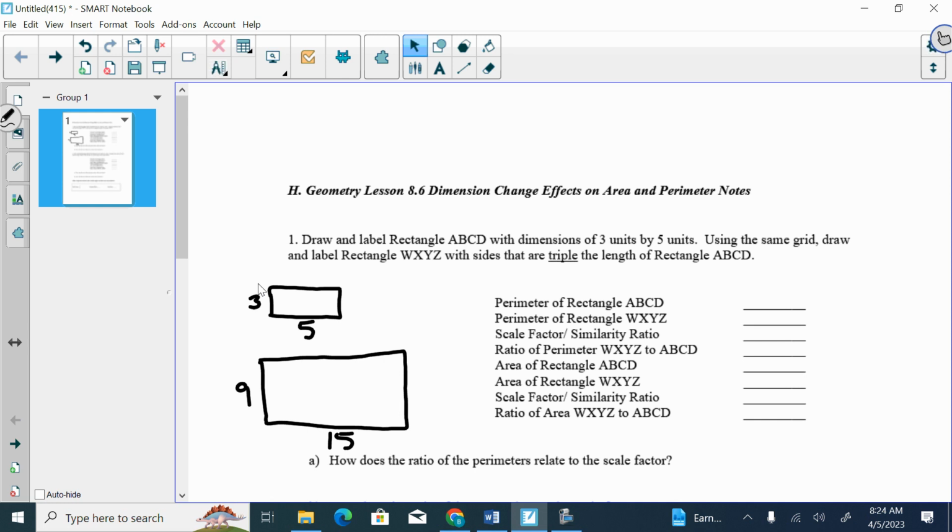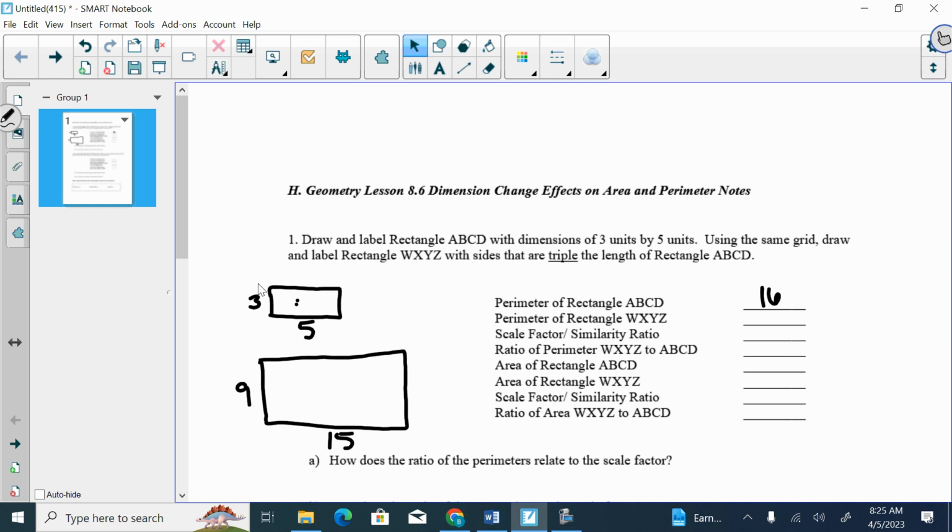Okay. Once we have those 2 figures drawn, they then want us to answer these questions off to the side about their perimeters and areas. So the first blank wants to know the perimeter of ABCD, and that's the first one we drew here. So what would the perimeter of that 3 by 5 be? 16. 5 plus 5 plus 3 plus 3. Good. All right, so perimeter of ABCD is 16.